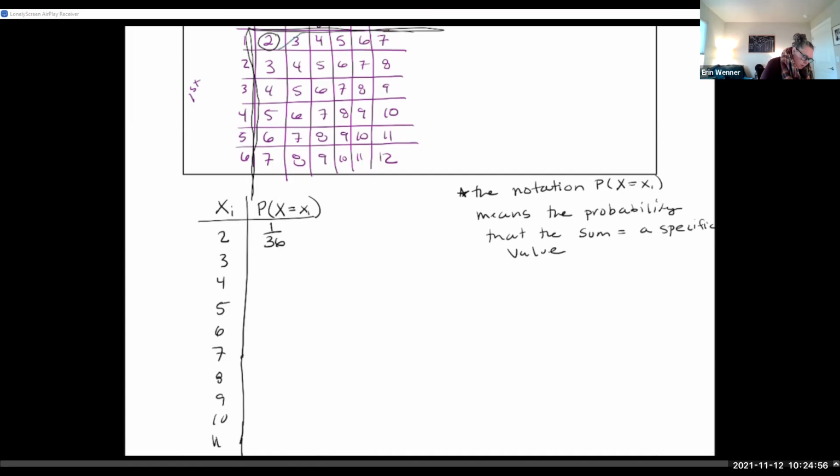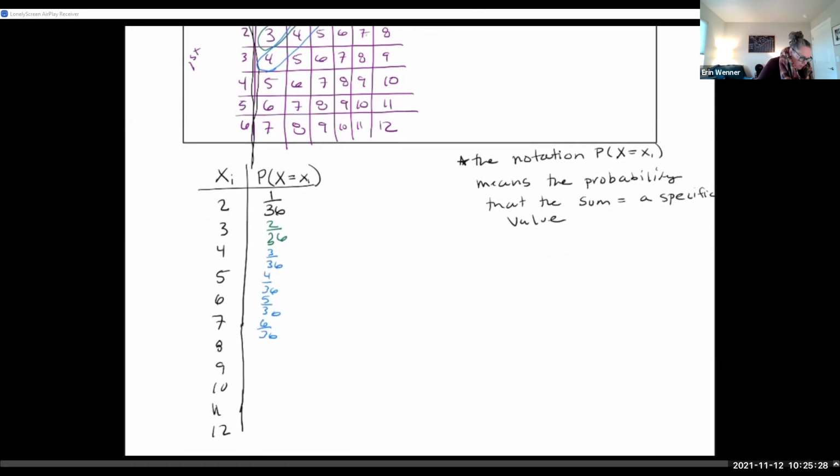3 occurs twice, so it has a probability of 2 out of 36. 4 occurs 3 times, so it has a 3 out of 36. 5 occurs 4 times, so we have 4 out of 36. 6 occurs 1, 2, 3, 4, 5 times, so 5 out of 36. 7, 6 out of 36. I didn't give myself very much room in between these numbers.